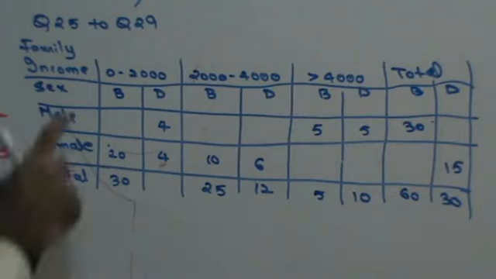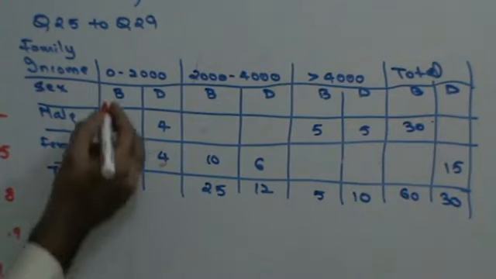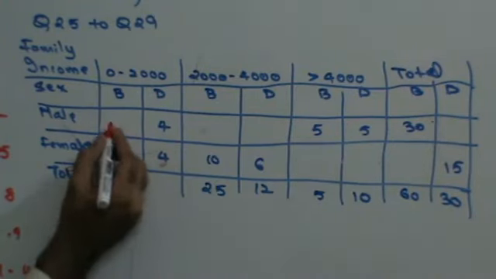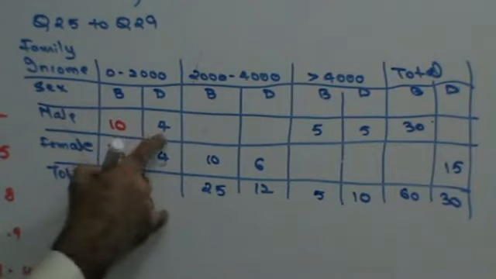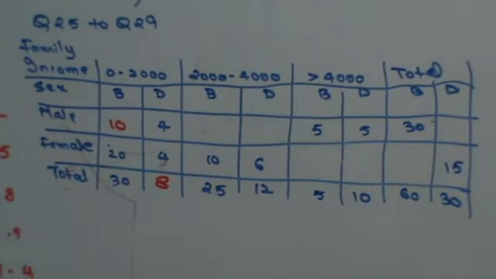Now, very simple. Total number of births in the income 0 to 2000 is 30, out of which females are 20, so males will be 10. 4 males have died, 4 females have died, so this total has to be 8. Right? First, let's go on completing the table. If the total is 25 in the income 2000 to 4000 and females are 10, that means males have to be 15, because 15 plus 10 will give you 25. Similarly, the total deaths are 12, out of which 6 females have died, so 6 males must have died.